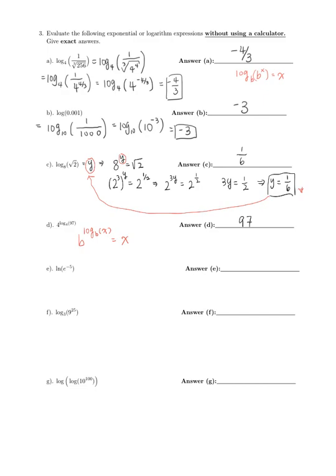Now let's go with E. ln of e to the negative 5. So another property that you need to know is this: ln of e to the x, you're just going to get x back. So basically ln and e, they're going to kill each other. So with that said, our answer for this particular problem is just the exponent on e, which is negative 5.